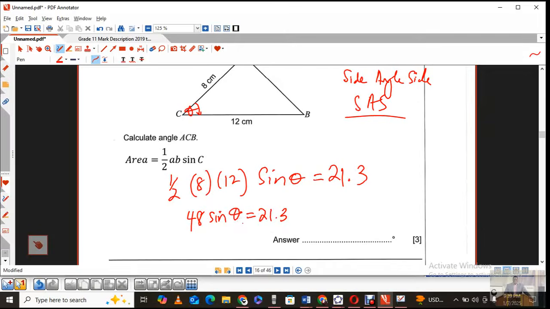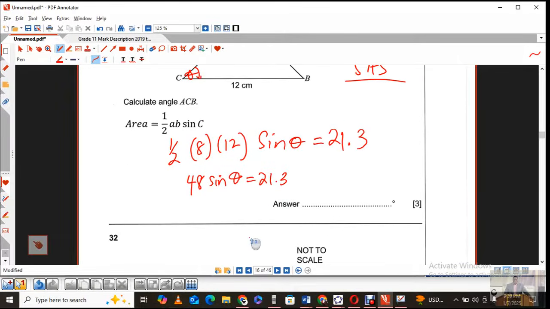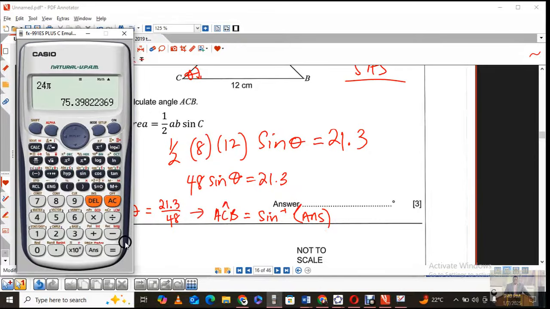Of course, might be running out of space a bit. Let me see. I'll have sine theta equals 21.3 over 48. Remember, this has to be a proper fraction. My angle ACB will be the inverse sine of whatever this answer is over here. Because I'm looking for an angle, I have to use the inverse button.